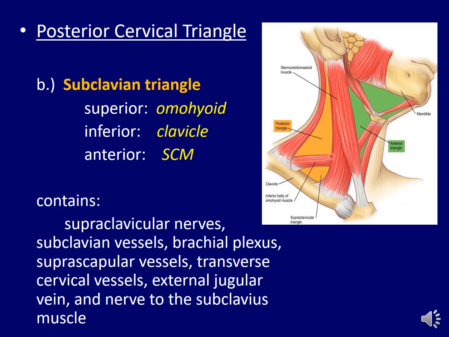The subclavian triangle, this triangle here, is bounded superiorly by the inferior belly of omohyoid, anteriorly by the sternocleidomastoid muscle, and inferiorly by the clavicle. It contains supraclavicular nerves, subclavian vessels, brachial plexus, suprascapular vessels, transverse cervical vessels, external jugular vein, and the nerve to the subclavius muscles.